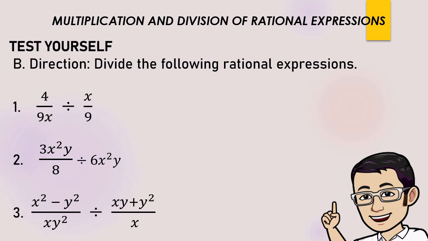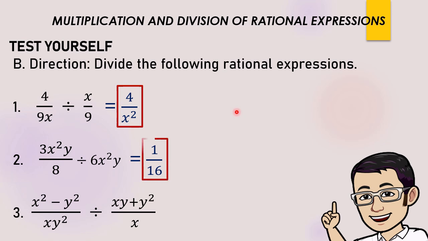Okay, for division, in letter B, divide the following rational expressions. In number 1, 4 over 9x divided by x over 9. The answer is 4 over x squared. For number 2, 3x squared y over 8 divided by 6x squared y. The answer is 1 over 16. And for number 3, x squared minus y squared over xy squared divided by xy plus y squared over x. The answer is x minus y over y cubed.